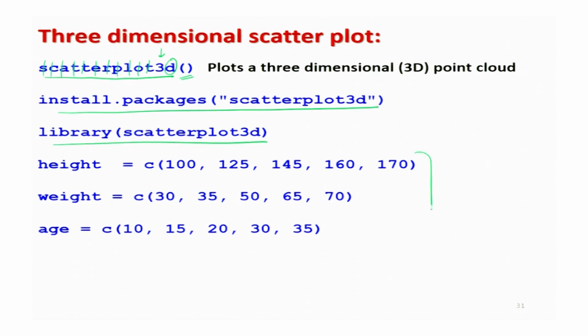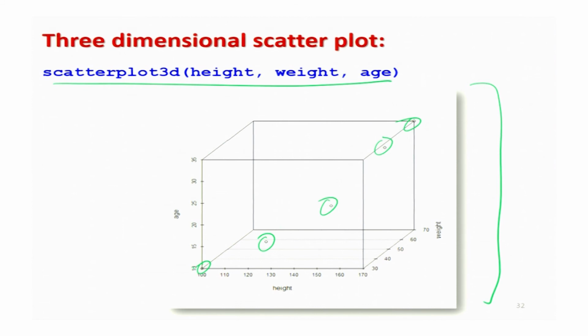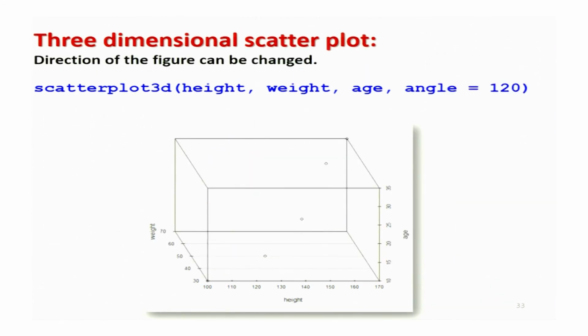And then you see I have created the data vectors on height, weight and age, right? As soon as you try to plot it, it will look like this. So you can see here these are the data vectors, right? I have taken it in a suitable way so that you can see it very clearly. And now there are many options in this scatterplot3d. For example, there is an option here, angle. Angle is equal to 120.